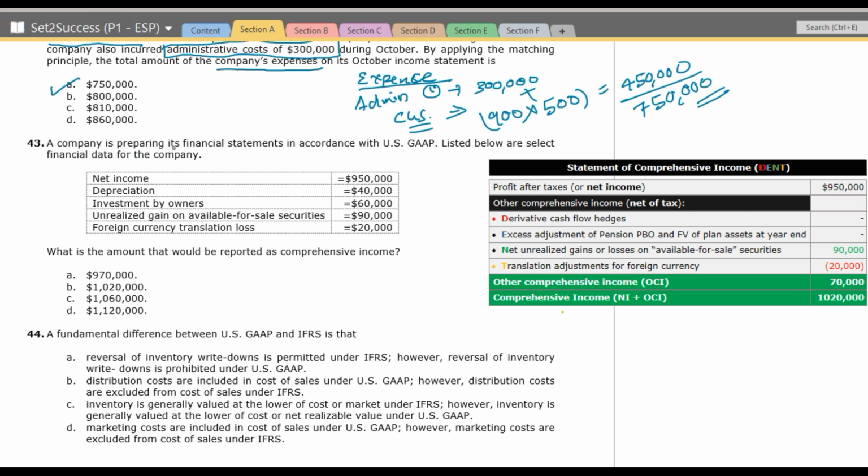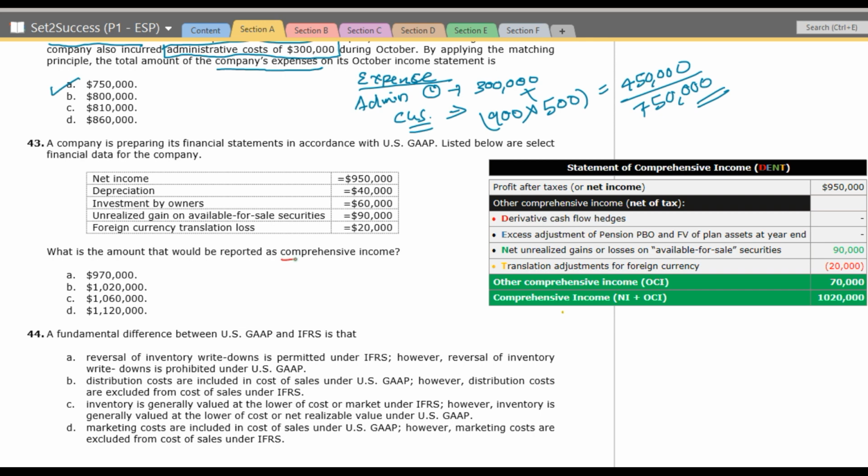A company is preparing financial statements in accordance with US GAAP. Listed below are select financial data for the company. We have net income, depreciation, investment by owners, unrealized gain on available for sale securities, foreign currency translation loss. What is the amount that would be reported as comprehensive income?